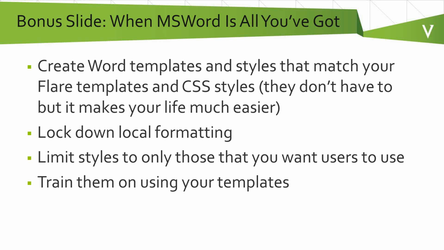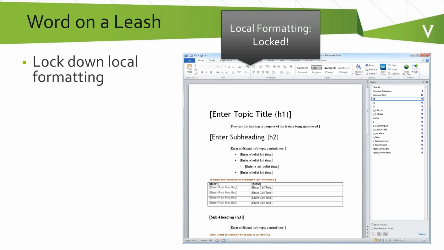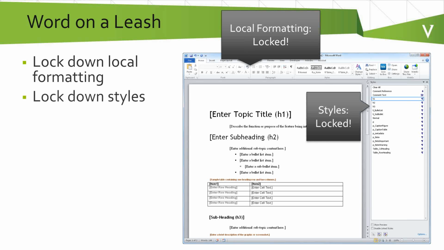Then lock down local formatting, limit your styles to just those that you want them to use, and then train them on how to use them. So here's an example of a Word-based template. You can see, first of all, that the local formatting bar is grayed out. That's something you could do. This is, I believe, Word 2010. You can actually go in and disable that, if you didn't know that you can. And so you don't have the mishap of them applying local formatting and really messing things up.